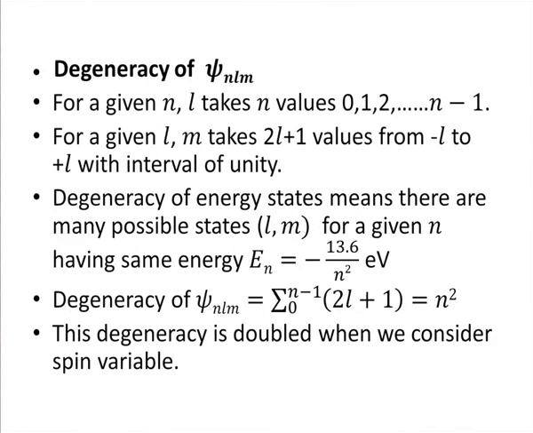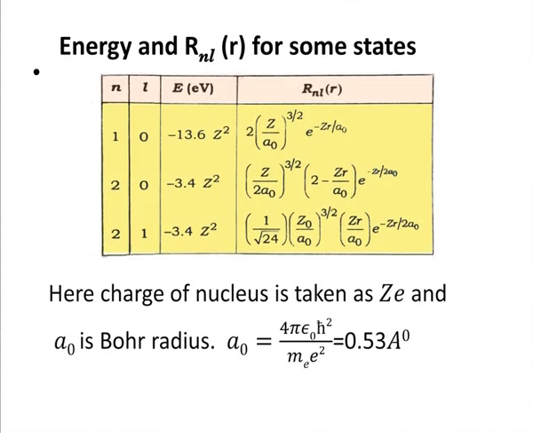Now, we can show that degeneracy of psi is n square. What is degeneracy? It simply means that there are many possible l m states for a given n having the same energy En is equal to minus 13.6 upon n square, and this degeneracy is doubled when we consider spin variable. These are some values for n and energy and R for different values of n, 1, 2 and 3.